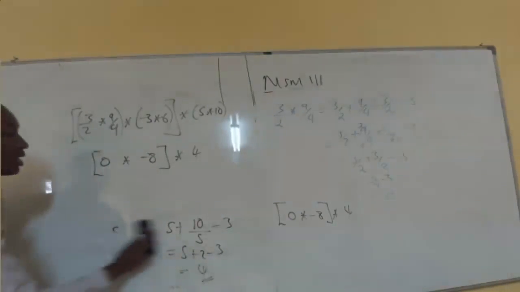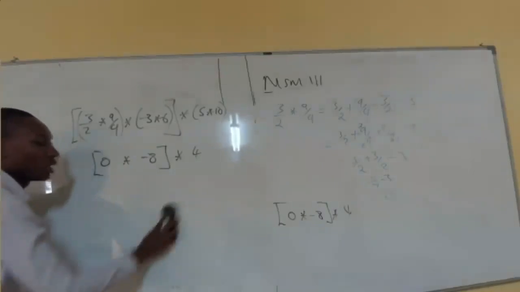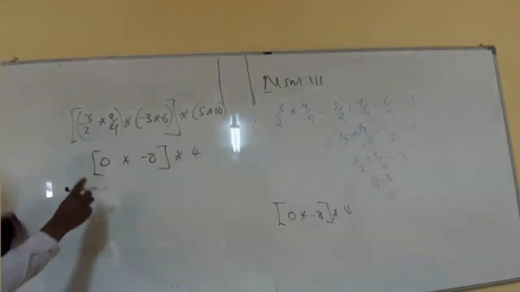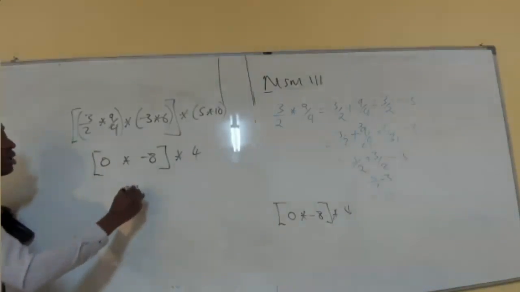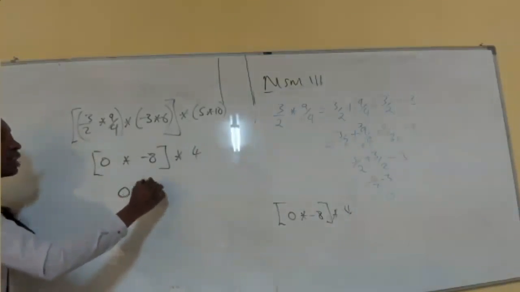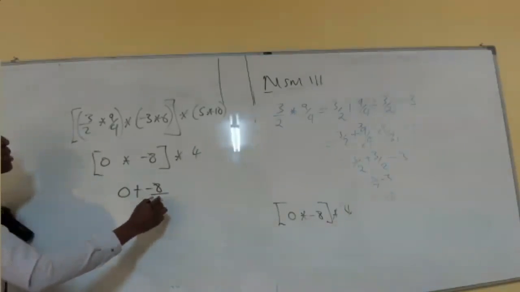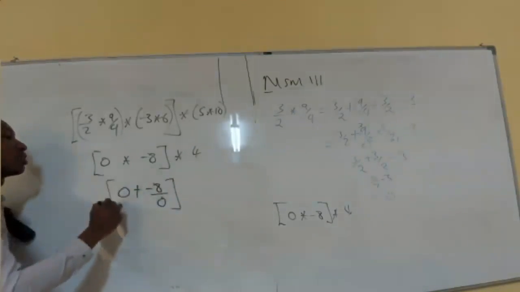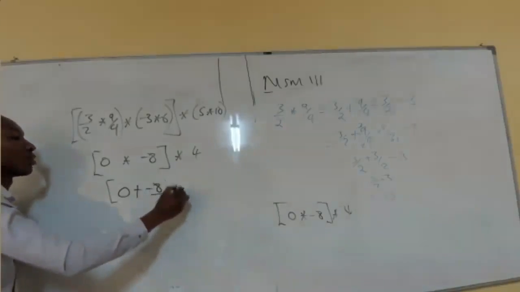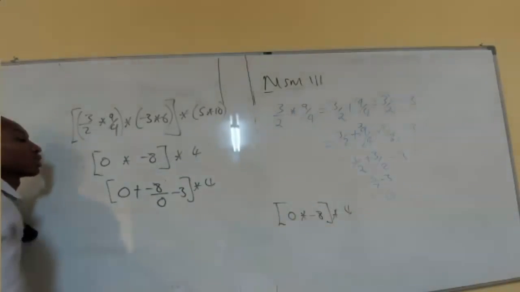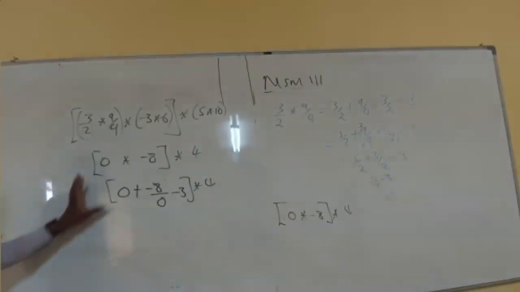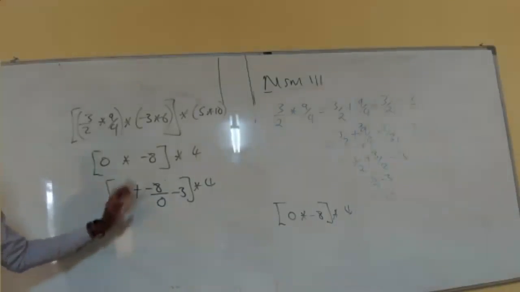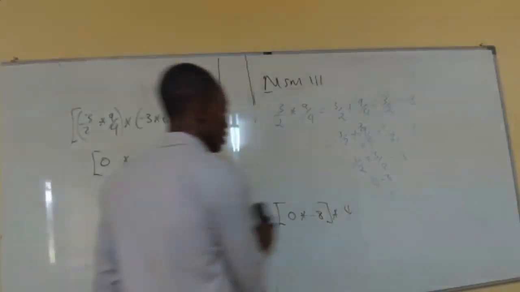Right, now, from here, we're going to have 0 star negative 8, because we have to start with what's in the brackets. So 0 star negative 8, the first number is 0, plus the second number, negative 8 over the first number, which is 0, right? Then subtract what? Subtract a 3, then star 4. Okay, now you know that any number divided by 0 is undefined, so this whole thing is also undefined. End of question.